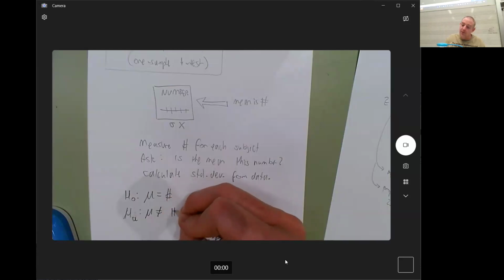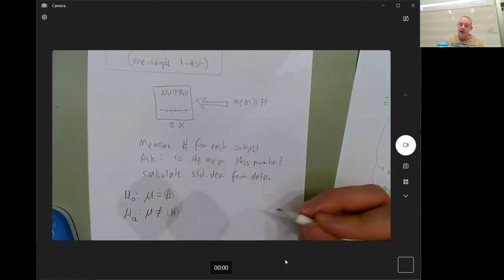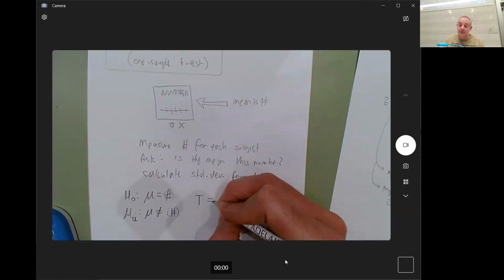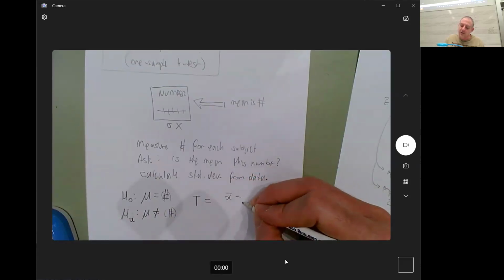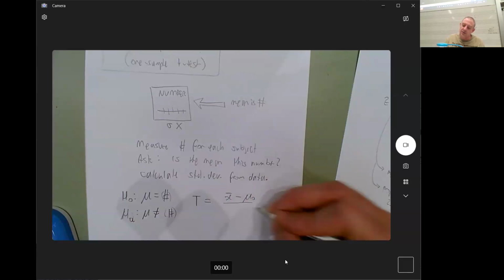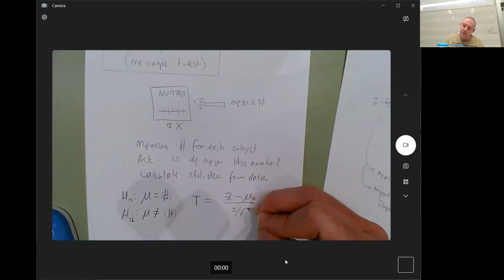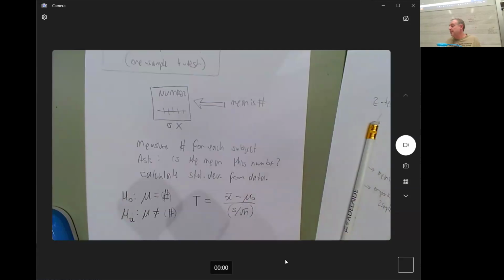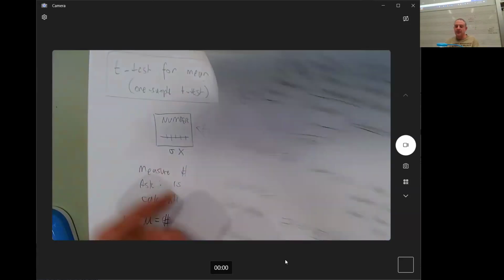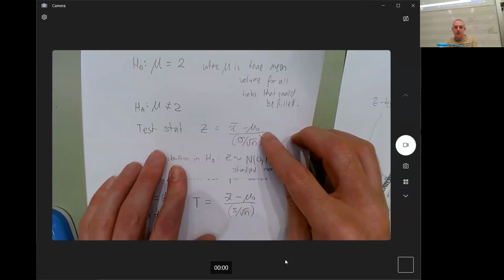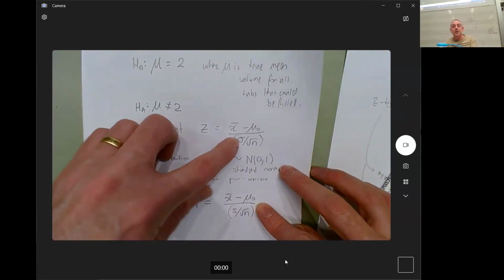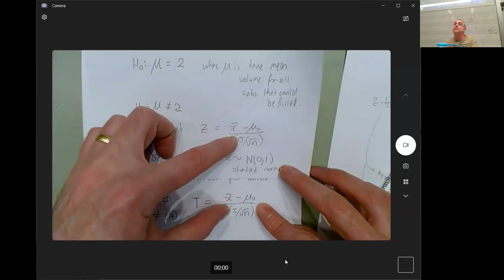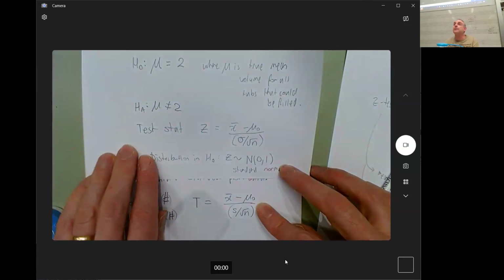The alternative is not equal to your particular number that you're interested in. And the test statistic is called a T. It looks very similar to the test statistic from the Z-test, but it has one important difference. Here's the Z. Here's the T. The Z uses a sigma, the T uses an S. That's the difference.